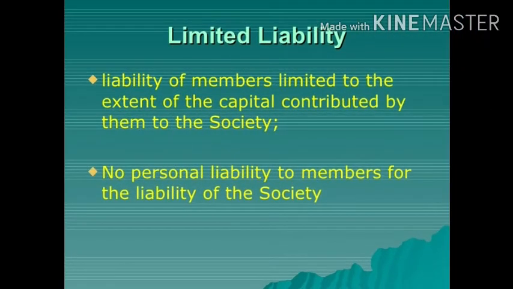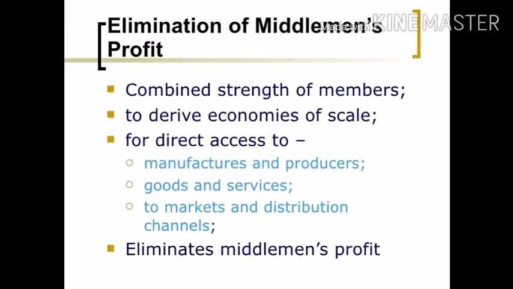Next characteristic is limited liability. Liability of members is limited to the extent of the capital contributed by them to the society. No personal liability to members for the liability of the society. Next is elimination of middlemen's profit. Combined strength of members to derive economies of scale for direct access to the manufacturers and producers, goods and services, to markets and distribution channels. Therefore, middleman's profit is completely eliminated.